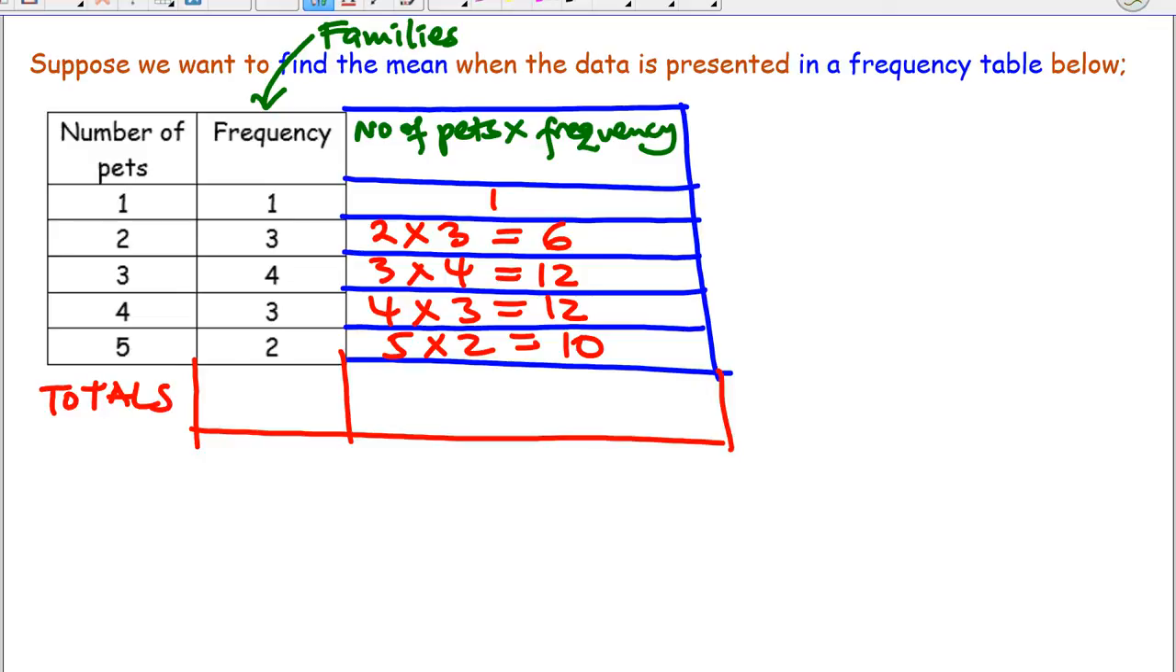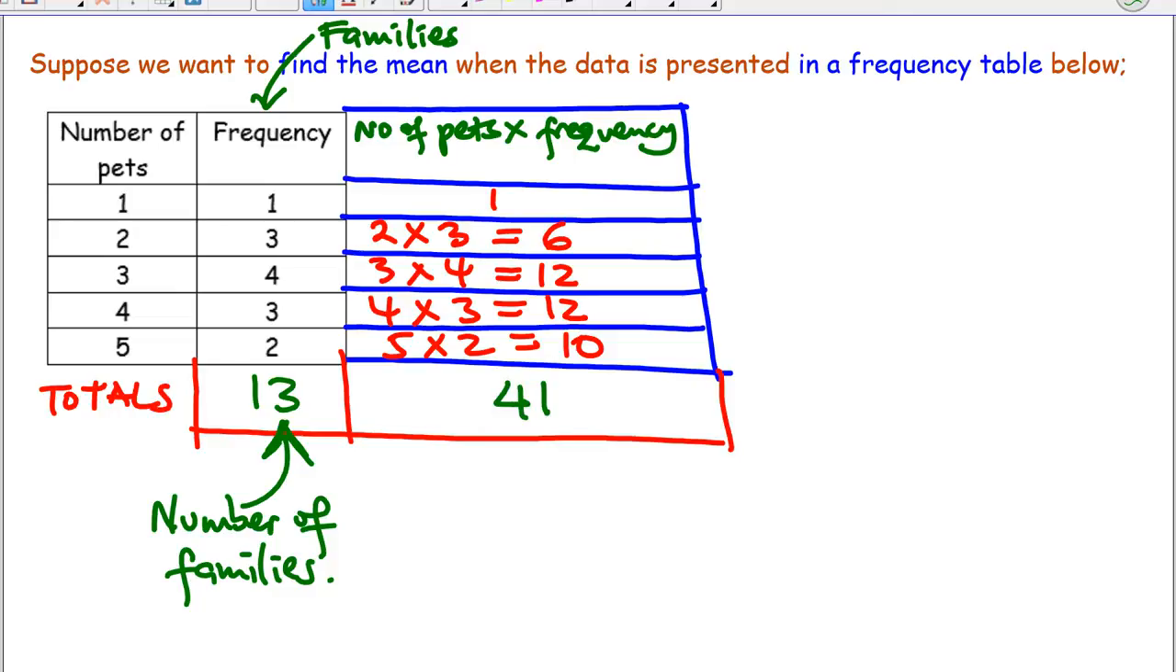So here I'll end up with 13. Now remember, this represents what? This represents number of families. And then here the total will be 41. What does this represent? This represents total number of pets.